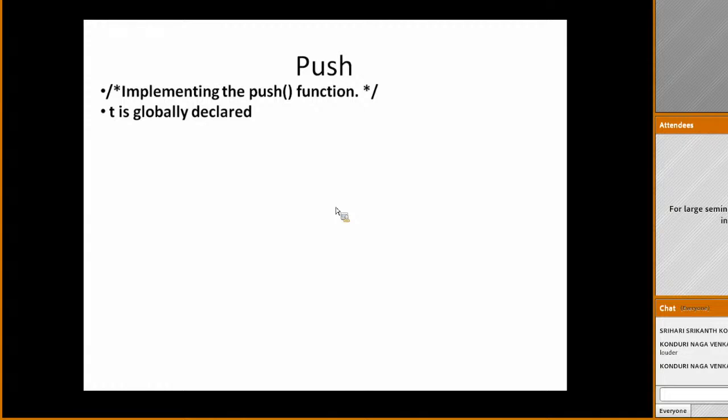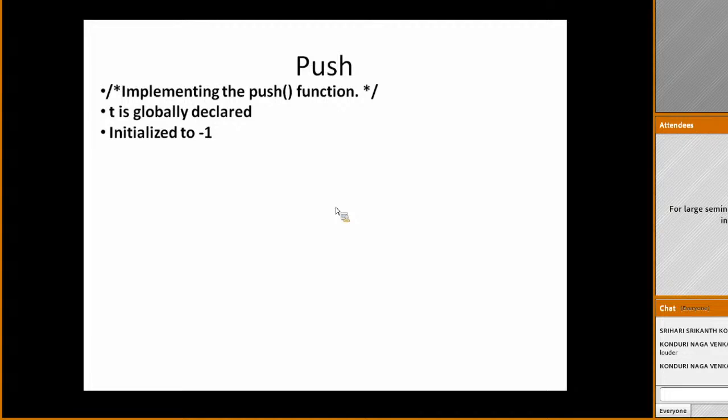Right. Now, implementing a push function. I'll first discuss individually what a push function is doing, and then all of you will activate your compilers and actually execute this code during the running of the class and see that the push and pop operations do take place. Now, t is a globally declared variable. This t is going to track whether the stack is full or empty. It is initialized with -1, and when the value of t is -1, it means that the stack is empty, right?